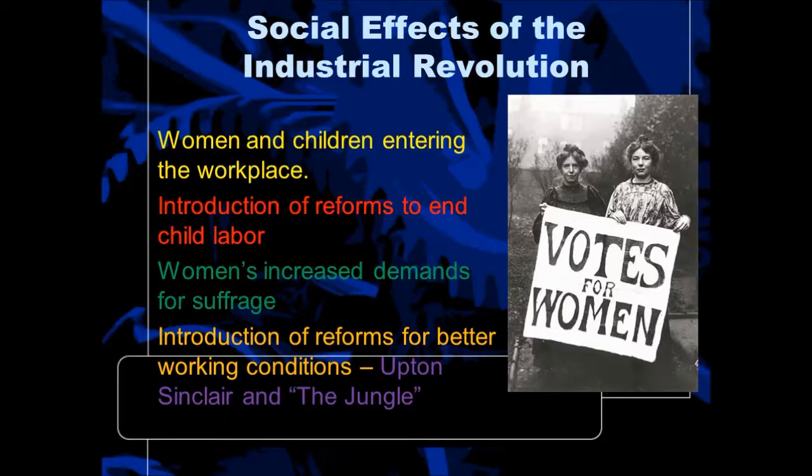Now, the introduction of this idea of change led to people like Upton Sinclair writing his book, The Jungle, which is all about the meatpacking industry. And Upton Sinclair is what we call a muckraker, because he was raking up muck or dirt on all these different industries and sharing his findings with the public.